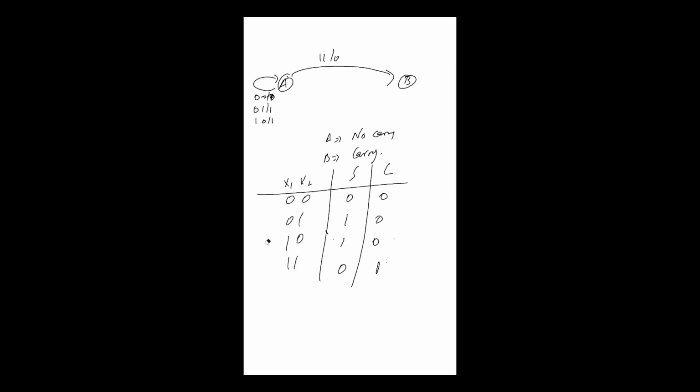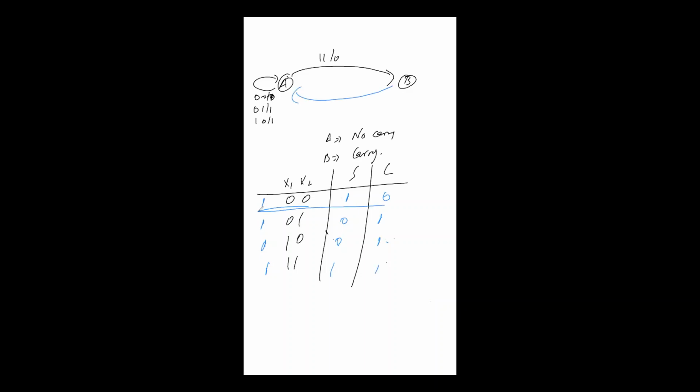Now next, when you are at state B, B means you are having a carry. And again, if you are having a carry, for this case, if you add these three, sum will be 1, carry will be 0. If you add these three numbers, sum will be 0, carry will be 1. Sum will be 0, carry will be 1.